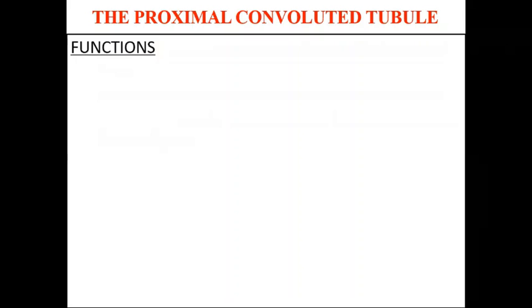Functions of the proximal convoluted tubule. There are 5 major functions that we'll be discussing. First, reabsorption of glucose. The glucose that is filtered is mainly reabsorbed within the proximal convoluted tubule.